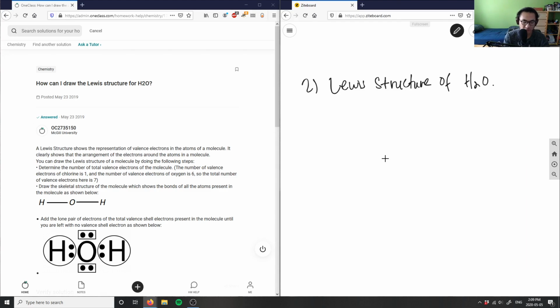Think about valence electrons in terms of oxygen. We have 6 valence electrons on oxygen. We can think of hydrogens having one electron on the outside, right? So think about those things, and how would bonding affect those things here?